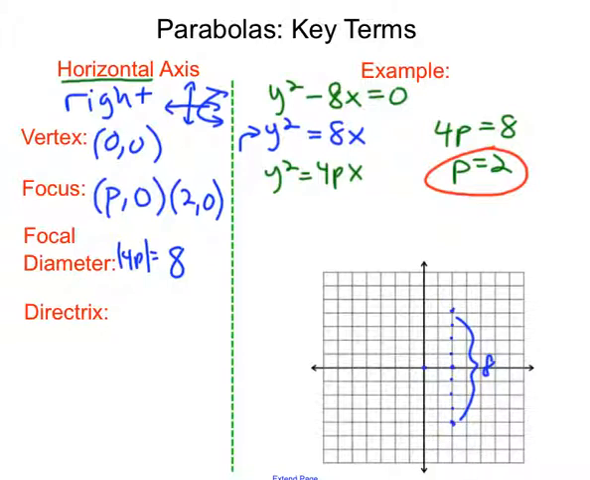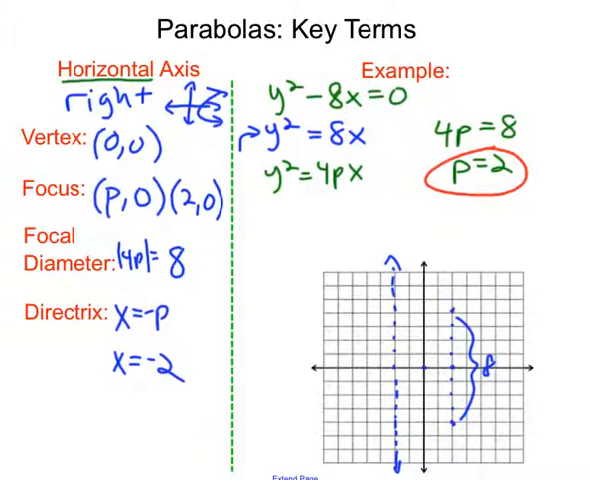And finally, the directrix. The directrix is, in this case, a vertical line. It's not a horizontal line. So instead of y equals, it's x equals negative p. So for our graph here, it'll be x equals negative 2. So we come out to negative 2, and we draw a line at negative 2, and that is our directrix.